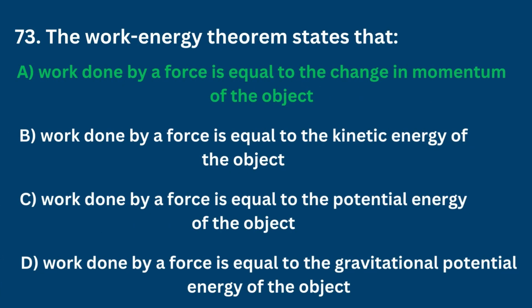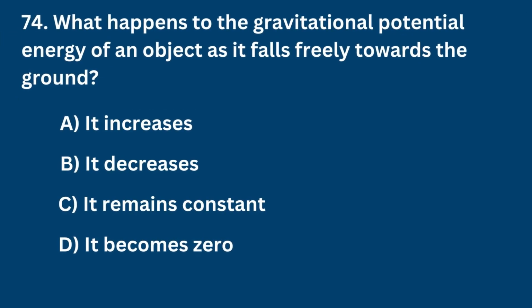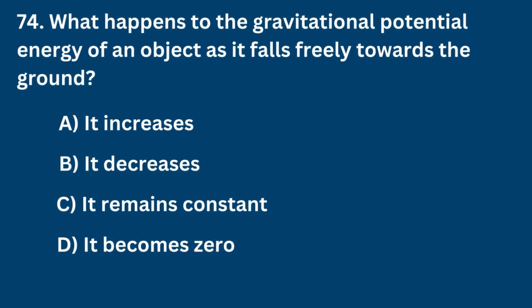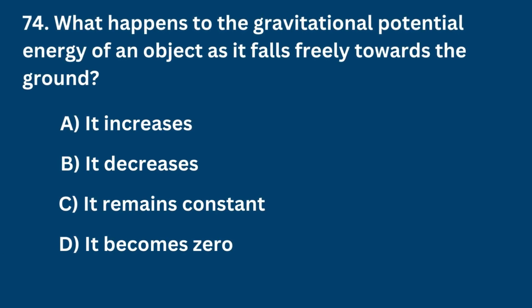Correct answer is B. Work done by a force is equal to the kinetic energy of the object. What happens to the gravitational potential energy of an object as it falls freely towards the ground? The options are A. It increases. B. It decreases. C. It remains constant. D. It becomes zero.